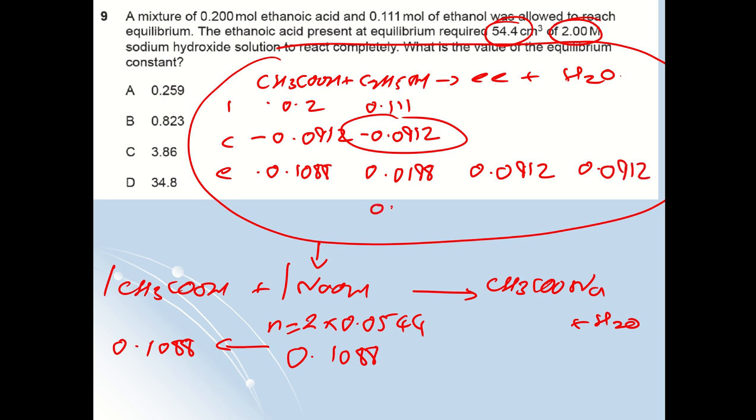Okay, so therefore plugging these values into my KC, my top line will read 0.0912 squared, my bottom line will be 0.1088 multiplied by 0.0198. Let me just do the numbers there. 0.0912 squared divided by 0.1088 multiplied by 0.0198. And I get an answer here of 0.181.